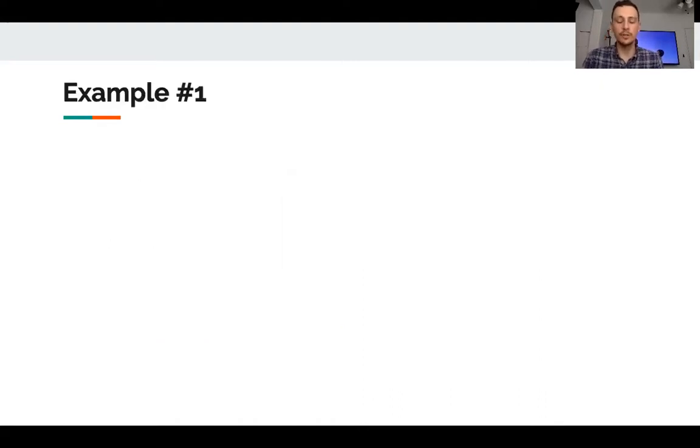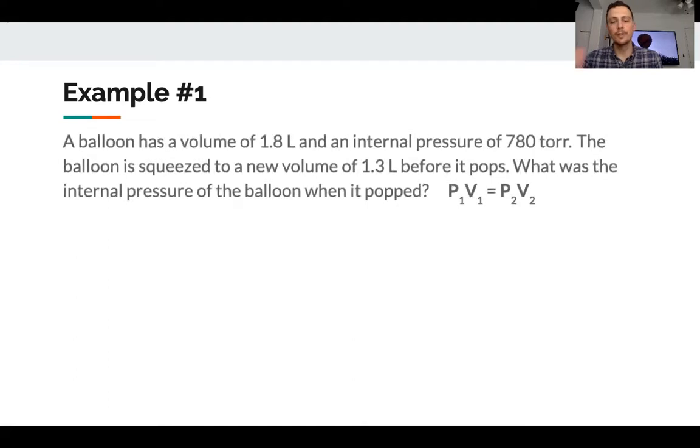So when it comes to the actual calculations, we're just using this pretty simple equation here, right? So here's an example of a problem that you would see where you could use Boyle's law. If we have a balloon that has a volume of 1.8 liters and an internal pressure of 780 torr. Remember, there's lots of different pressure units. Torr is one of those pressure units.